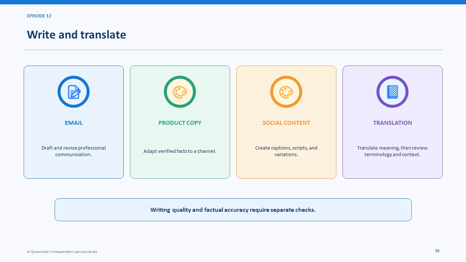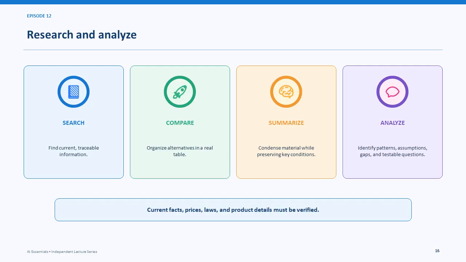Writing and translation tools support emails, product copy, social content, and multilingual communication. Human review preserves facts, tone, and cultural suitability. Research and analysis tools search, compare, summarize, and analyze. Current facts, prices, laws, and product details still require verification from appropriate sources.